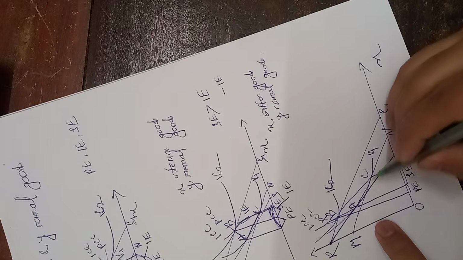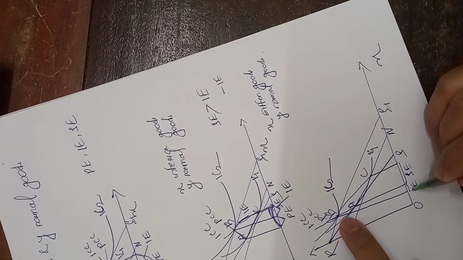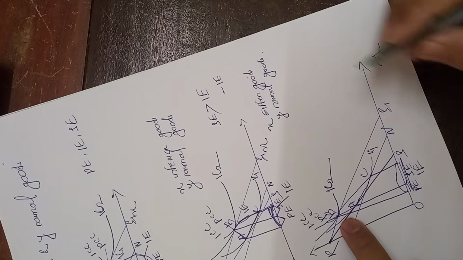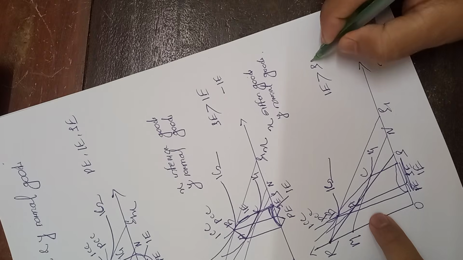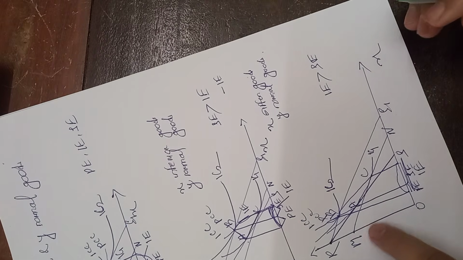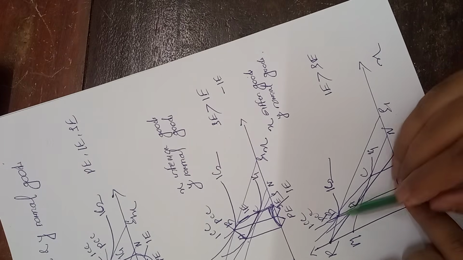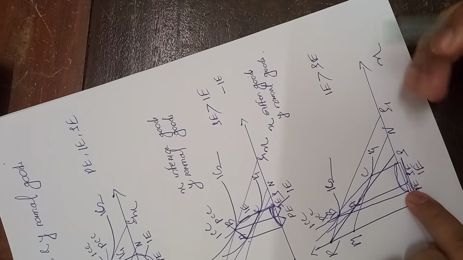The substitution effect, it is the income effect. Total is income effect. Income effect here to here. If you see here, the income effect is greater than the substitution effect. See, substitution effect here to here, or income effect here to here, is larger than the substitution effect.